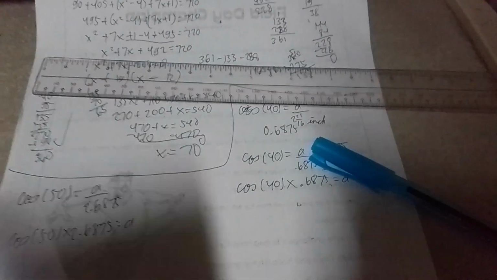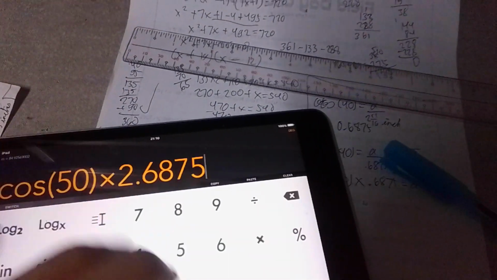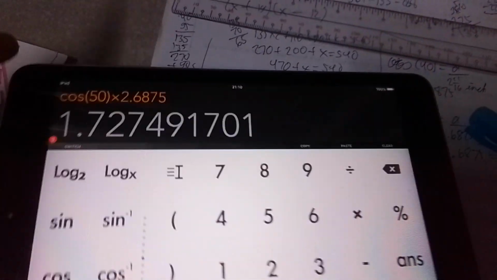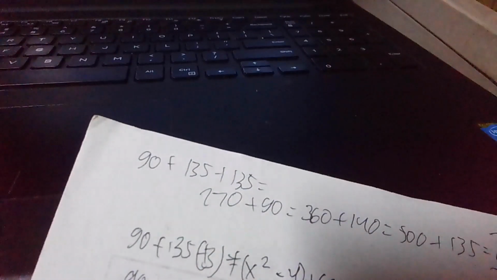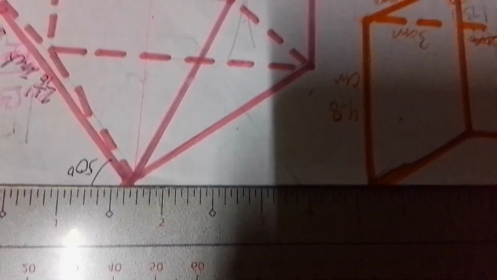Plugging this to your calculator, it would look like this. Yan. So that is the measure of the adjacent there, 1.727. Let's see kung tama. Wait lang. Confirmed. Kasi if you see the middle here, that is the 0.5. So tama, malapit siya sa gitna. So 1.72. Tama. So therefore, the measure is 1.72 inch.